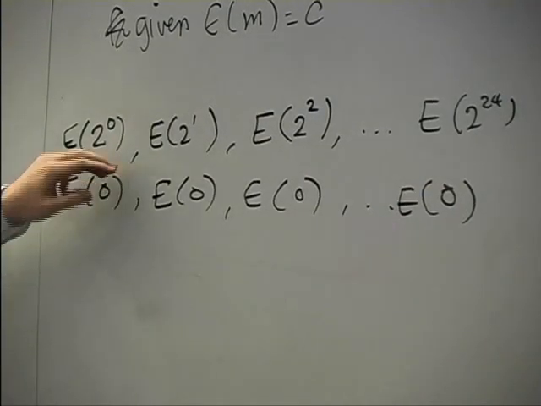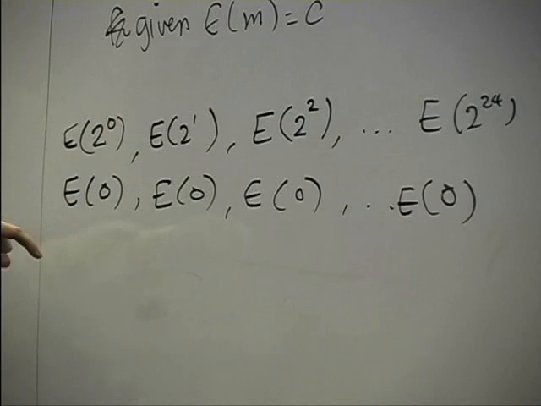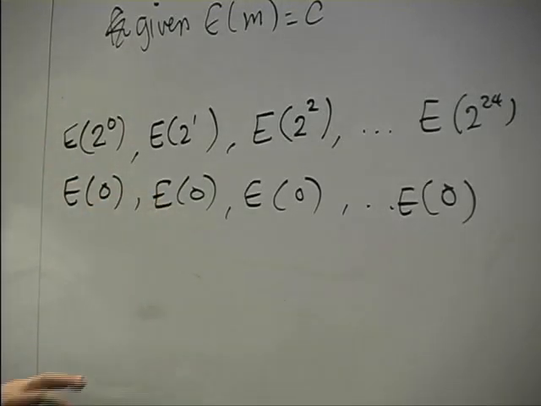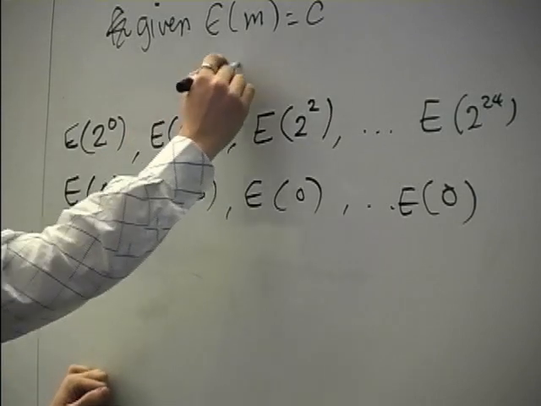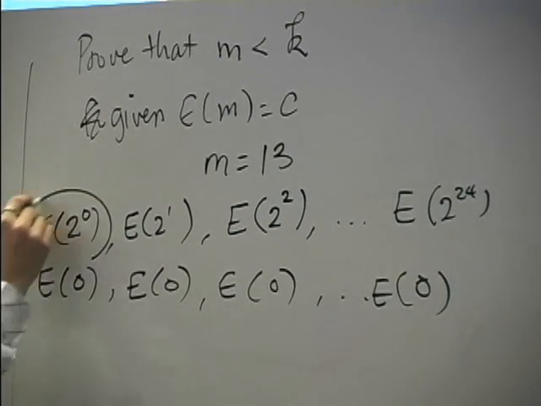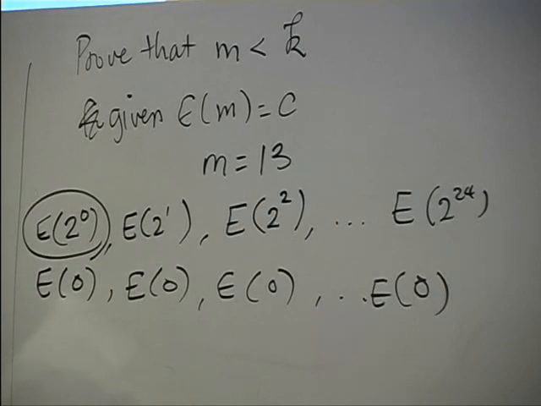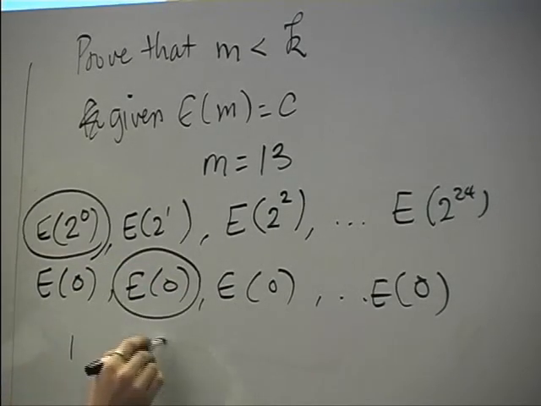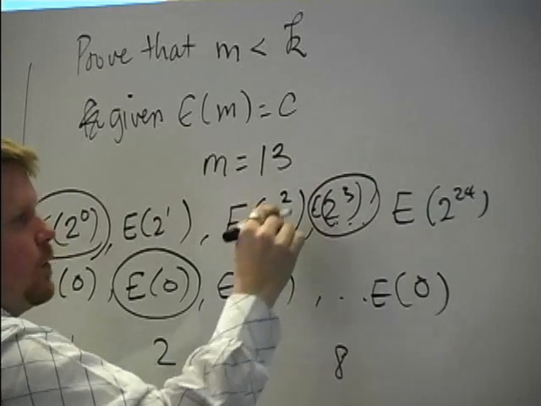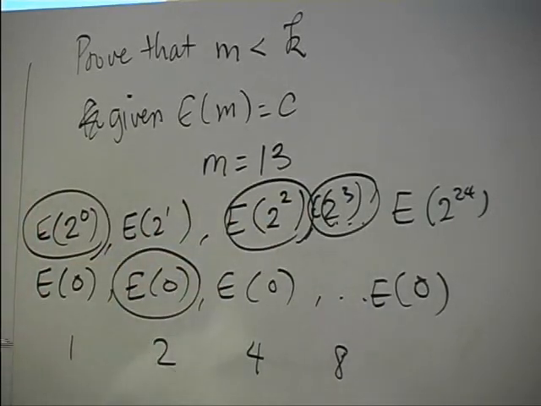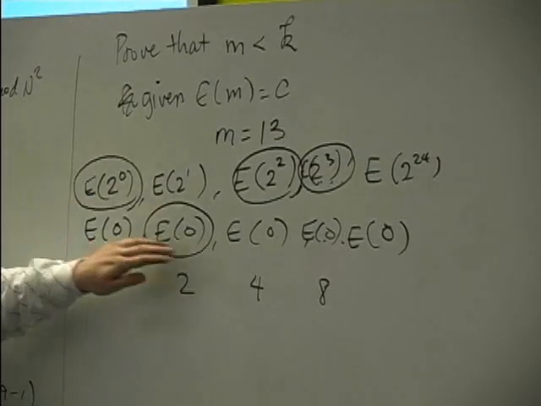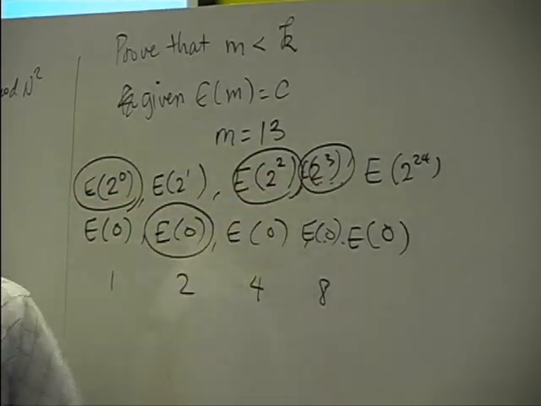And to represent any number between 0 and 2 to the 24th minus 1, I will select either an encryption of 2 to that power or a 0, and then at the end I'll sum them up. So if I were going to say, let's say M is 13, I'm going to take an encryption of this, an encryption of this. So this is 1, this is 2, this is 4, this is 8. Encryption of this, encryption of this. So if I add these up, 1 plus 0 plus 4 plus 8, I get 13.